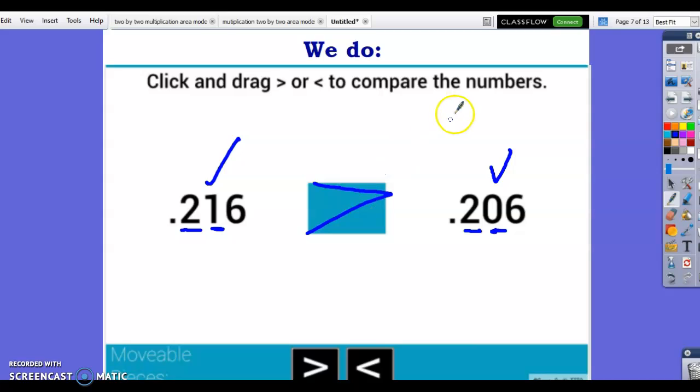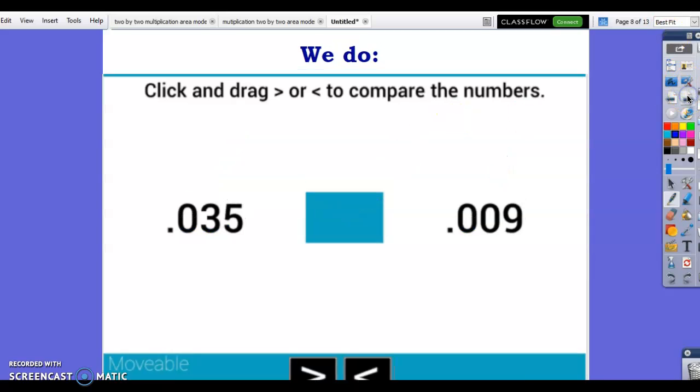Let's practice another. Okay, write these down as well. Pause the video here and see if you can find it out. You should have written down 35 thousandths is greater than 9 thousandths, because in your hundredths place, the 3 is greater in the first number.